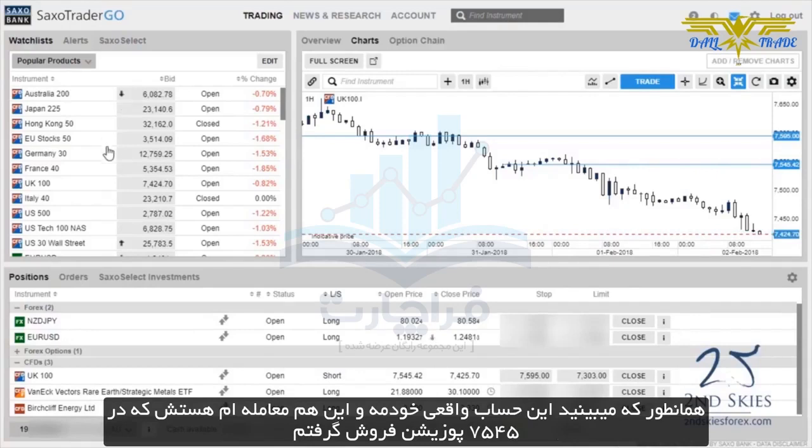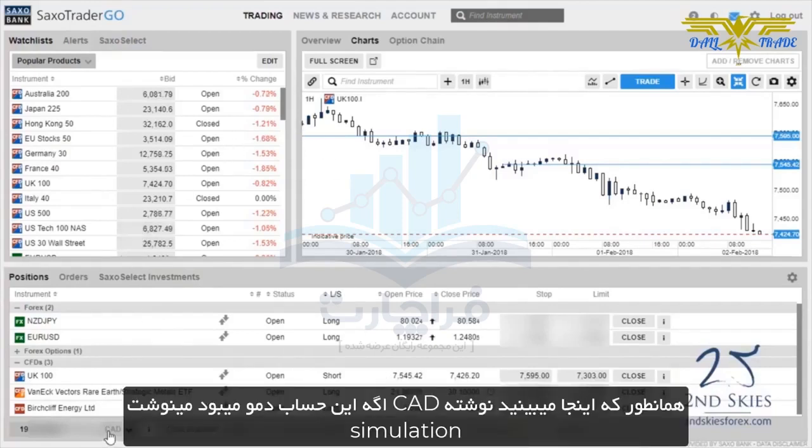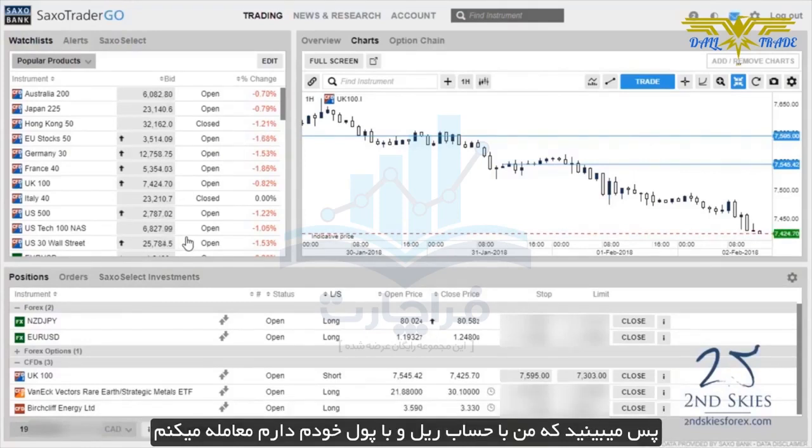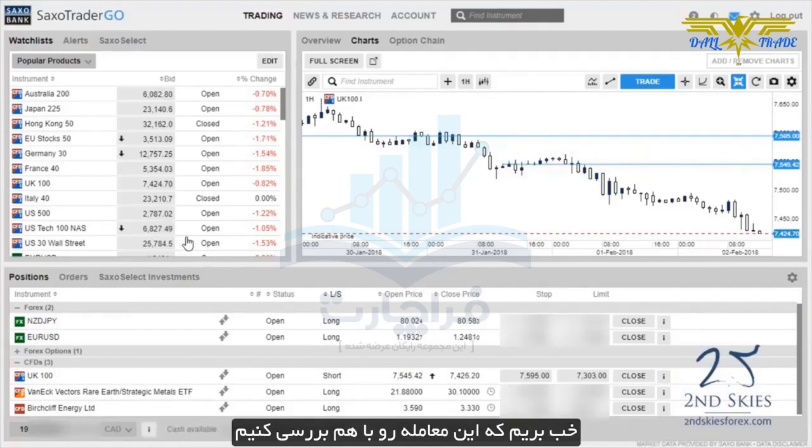Now, just to verify, as you can see, this is a live account. This is the trade right here. I'm currently short at 75.45. The prices are moving in real time. This over here says CAD. If it was a demo account, it would say simulation, so you know I'm trading live with my own money. So let's go ahead and get into this trade.